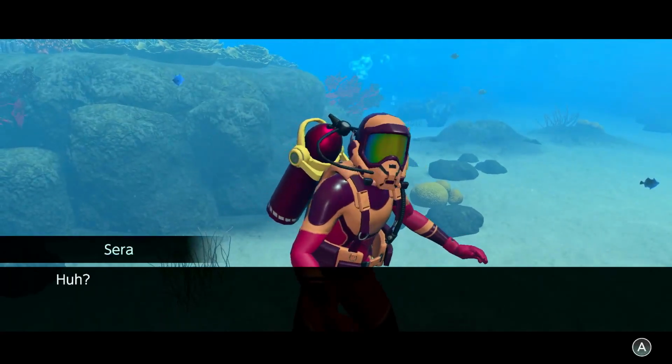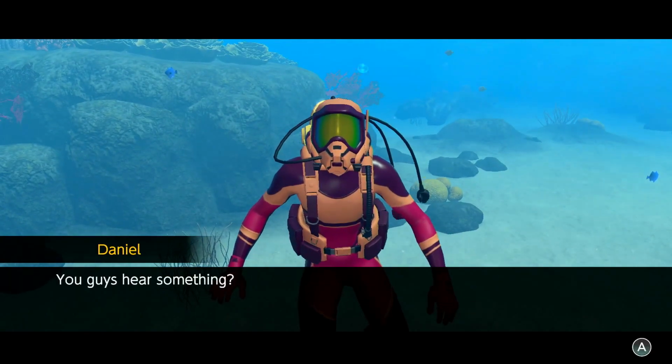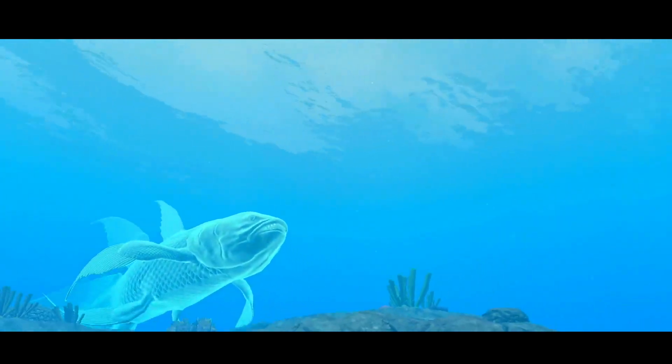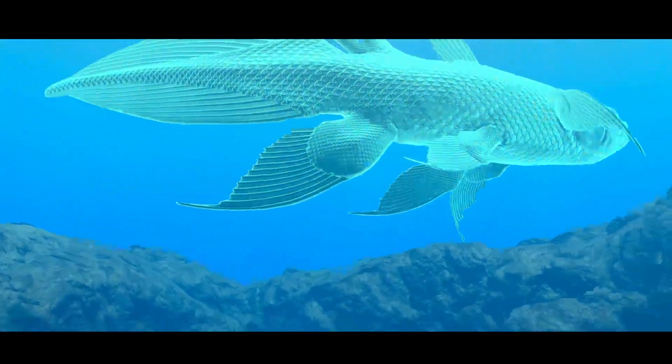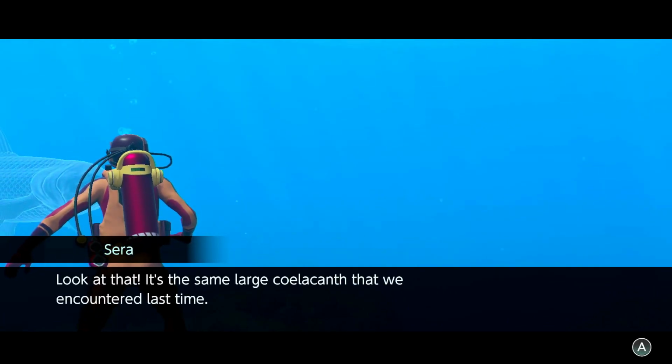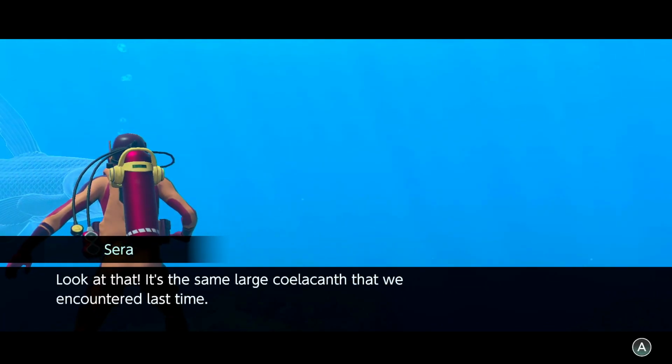Huh? Look at that. It's the same large coelacanth that we encountered last time.